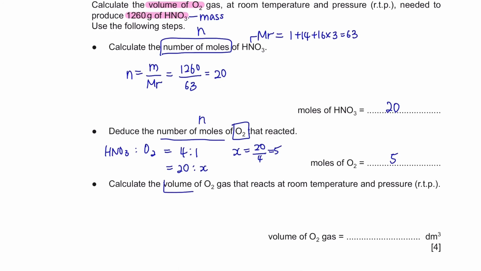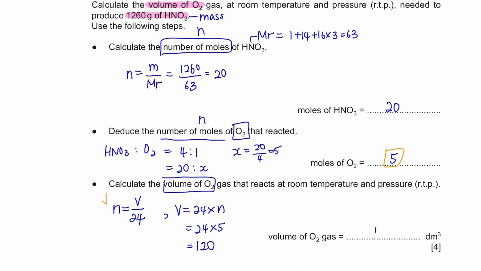Calculate the volume of O2 gas that reacts at room temperature and pressure. For the volume of gas at room temperature and pressure, we use this formula: number of moles equals the volume of gas divided by 24. Since we know the number of moles, which we've just found here, to calculate the volume it equals 24 times the number of moles. So 24 times 5 equals 120.